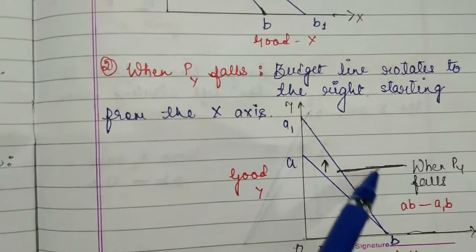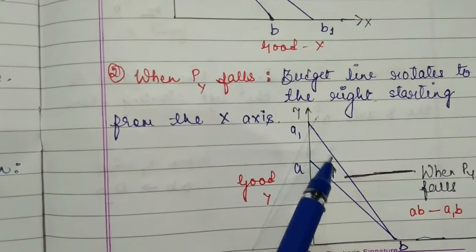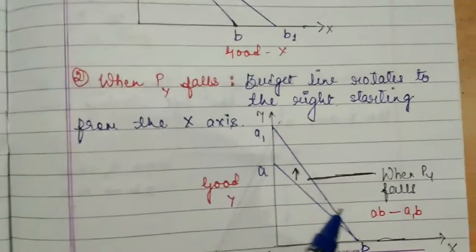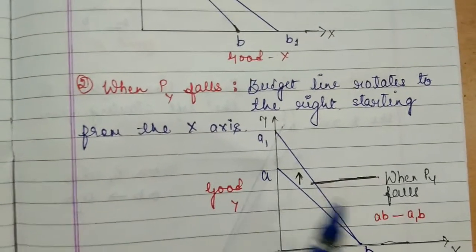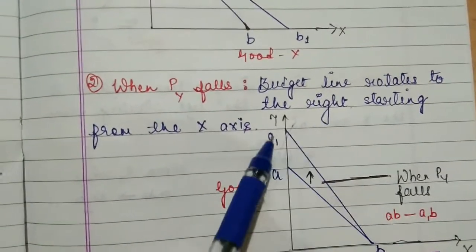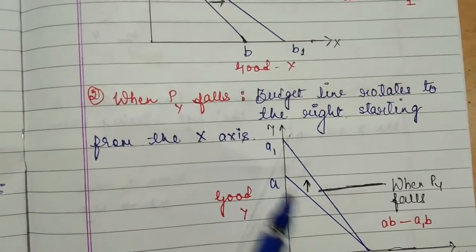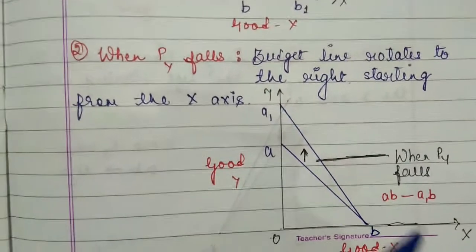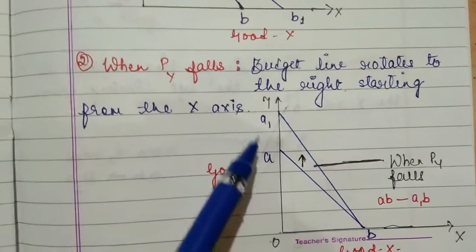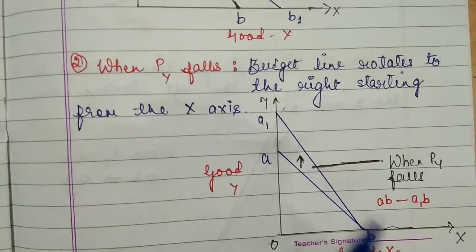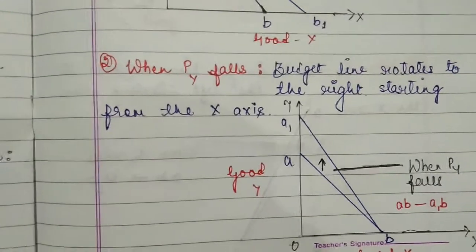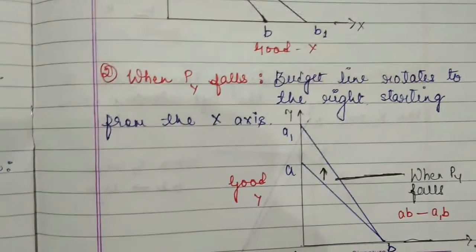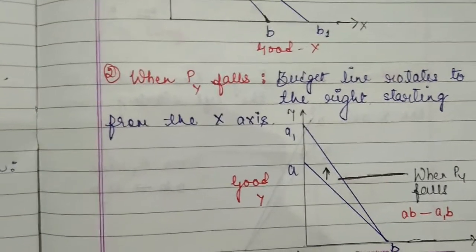When PY falls, you can see the line rotates towards the right starting from the x-axis. So what happens when the price falls? It rotates from AB to A1B. This was the limit. Now the consumer will purchase more of good y because the price of good y falls. So it moves from AB to A1B. Hope it is clear how it affects when the price of good X or good Y falls.